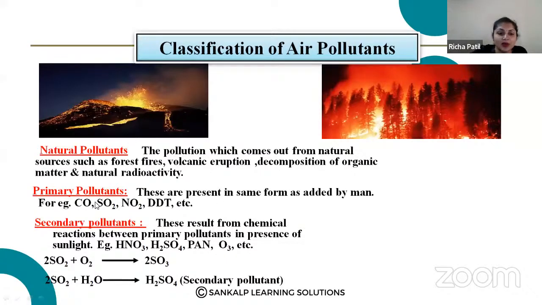That is, for example, carbon monoxide, SO2, then NO2 and DDT, etc. So this is what? Primary pollutant. Directly from the source, it is causing the pollution. So this is a primary pollutant.